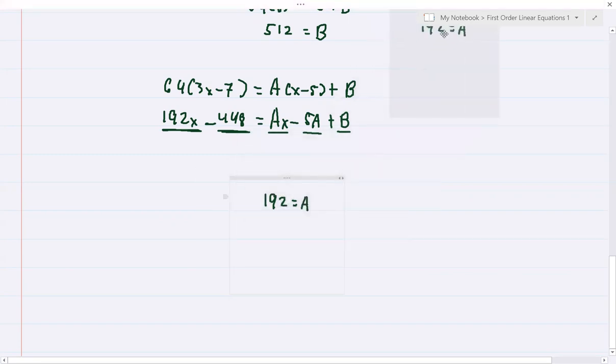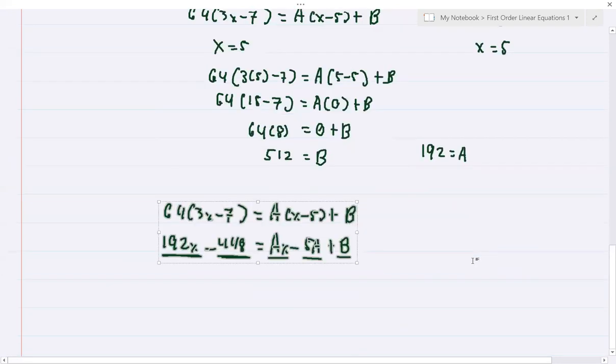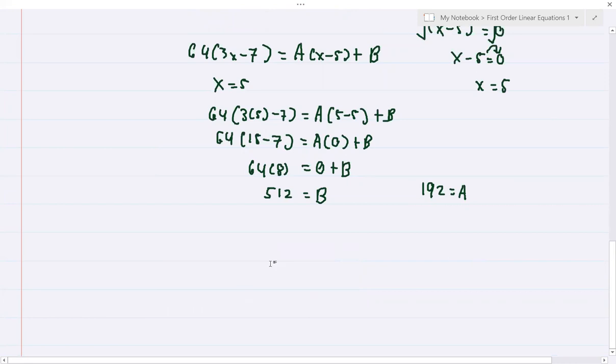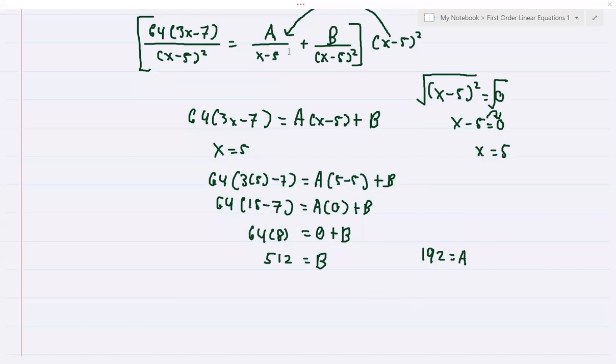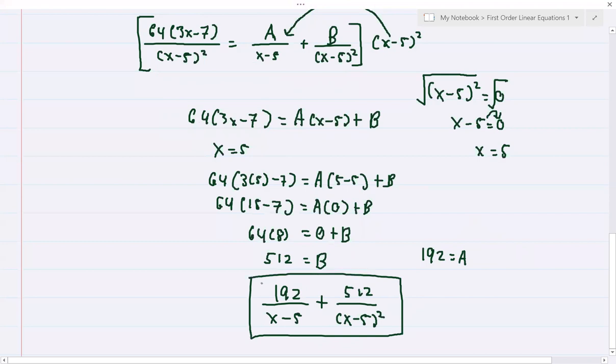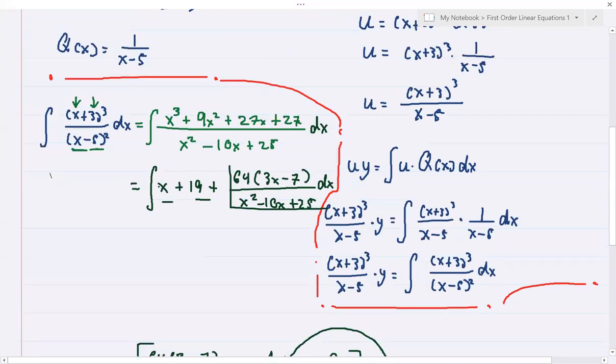Okay, let me put it here, and I'm going to erase this one. You can just skip 5 seconds or 15 seconds at least so that you can go back to what I did. Since you have your a as 192 and you have 512 as your b, therefore you will have 192 all over x minus 5 plus 512 all over the square of x minus 5. So that will be your partial fraction for this one.